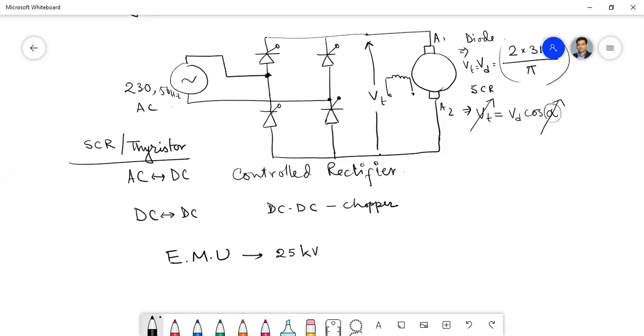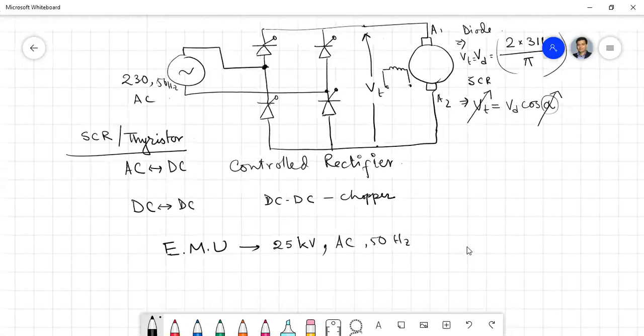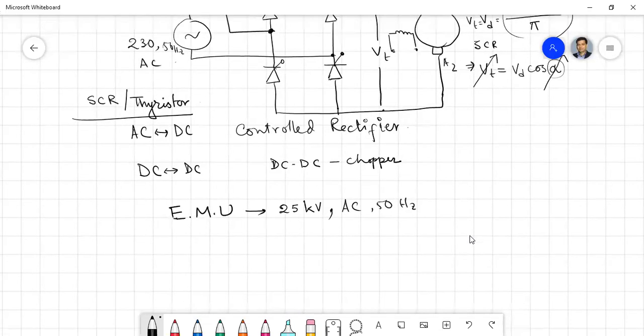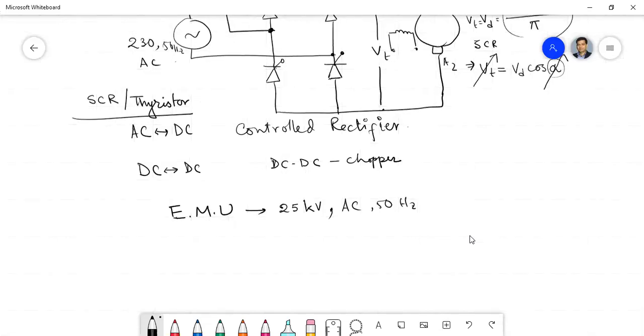So what is the voltage we use? 25 kV AC. AC means 50 hertz, that is our standard. 25 kV AC, not DC. When you are using DC you have to maintain certain precautions, because DC is quite dangerous for the same voltage level. Okay, so remember this.